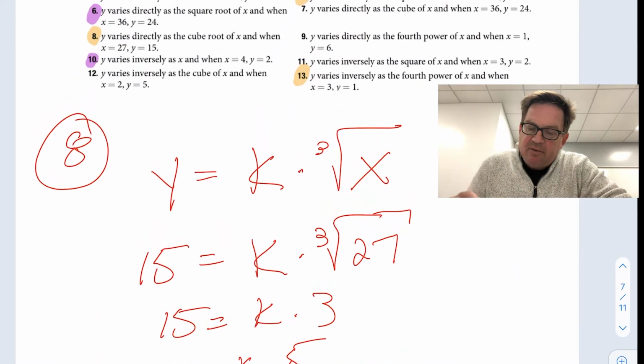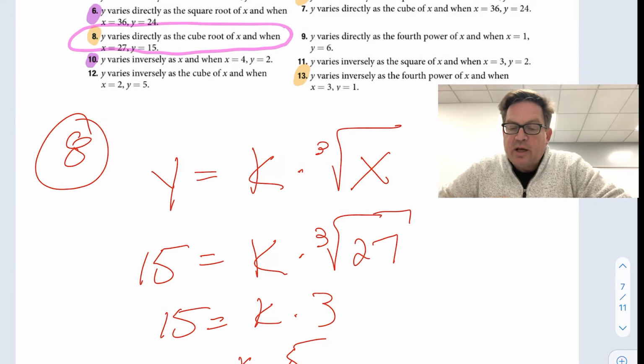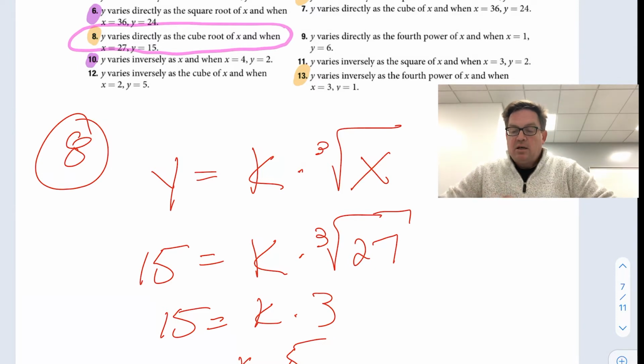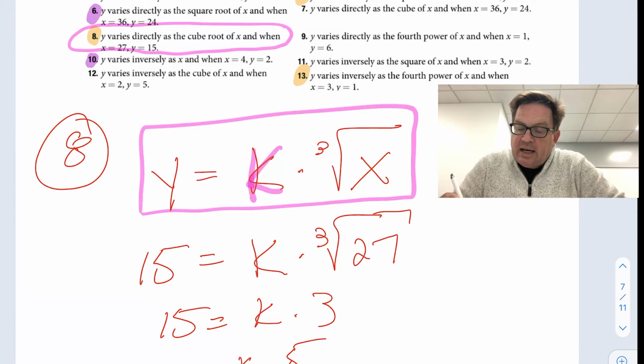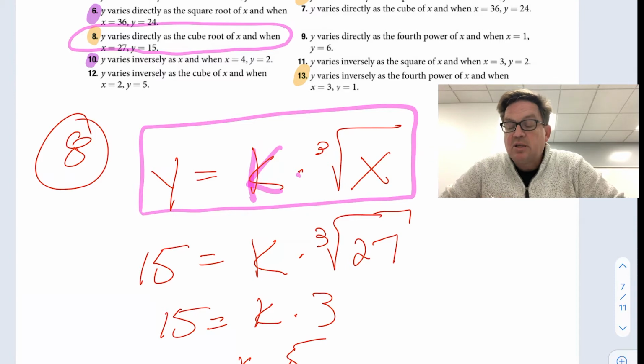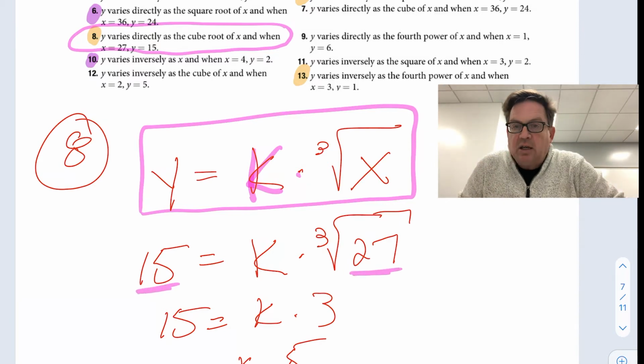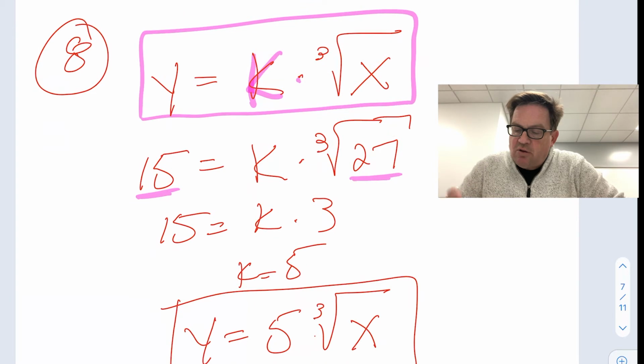Similarly, they have number 8. What about y varies directly as the cube root of x? That would mean I have an equation where y is k, some constant, times the cube root of x. If in this case they tell me that when x is 27, y is 15, I can use that and solve again for the constant, and I get a formula.